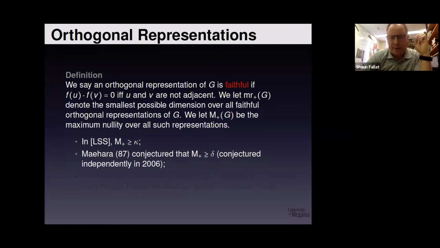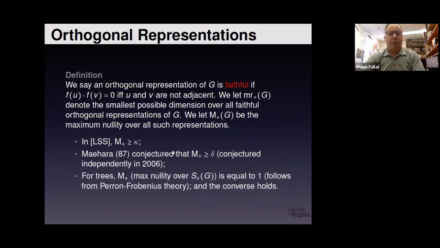And it was conjectured that M plus is actually at least delta, the minimum degree, but this has still not been formally proved as far as I know. One other fact that I'll mention is that M plus, the largest possible nullity over the positive semi-definite matrices S plus, is equal to 1 if and only if the graph is a tree, it turns out. So all trees have the property that M plus is 1, and the only graphs that have the property that M plus is 1 are in fact trees.